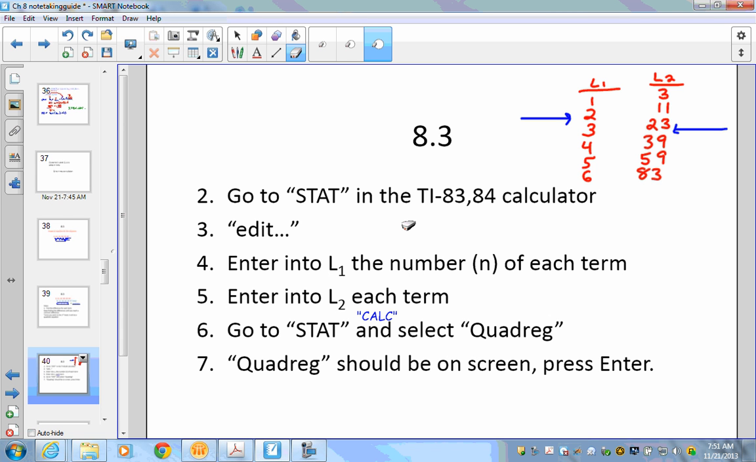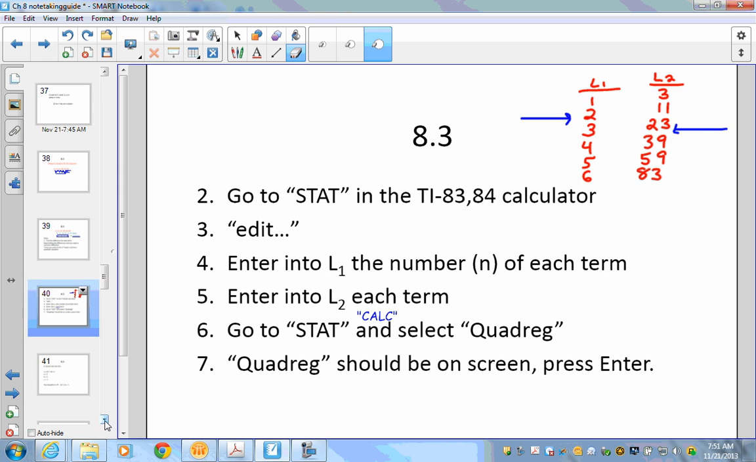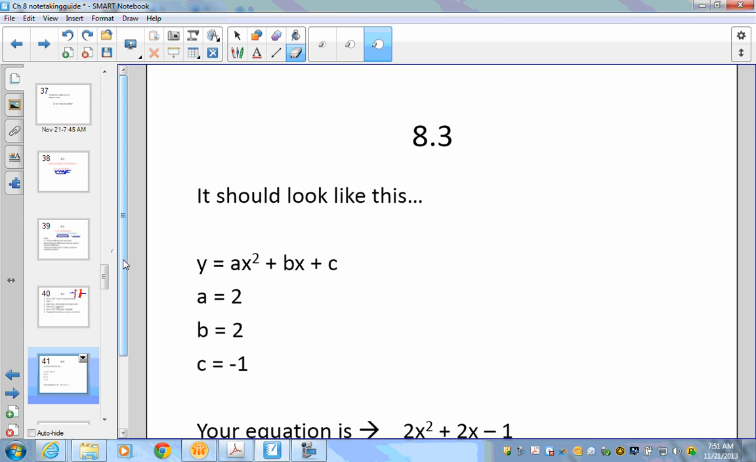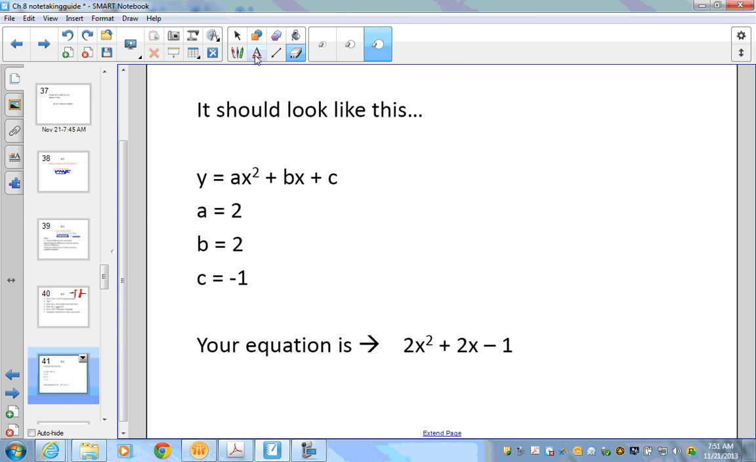If you don't have an L1 and L2 in your calculator, you're probably going to have to reset it and get that working again. So you go to stat, go to calc, and then go to quadratic regression. Okay, because you're telling the calculator that it is a quadratic equation, so it needs to be set as a quadratic. Once you hit quadratic regression, press enter, and then on your main screen it should look like this.